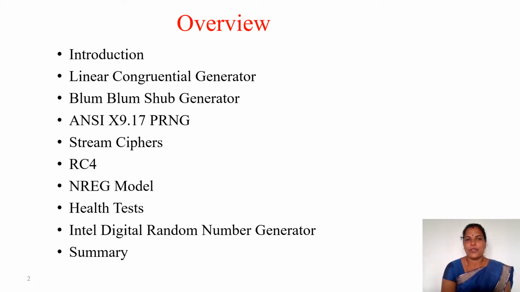This is the overview of this presentation. There is an introduction to random bit generation, then the linear congruential generator, then the Blum Blum Shub generator, then the ANSI X9.17 pseudo random number generator, then stream ciphers. Then we are going to discuss RC4, the NRBG model, health tests, then Intel digital random number generators.